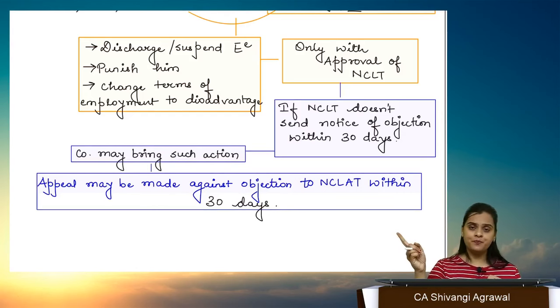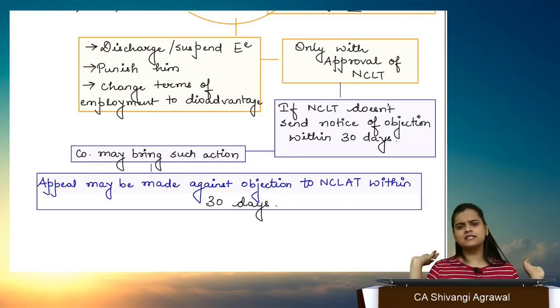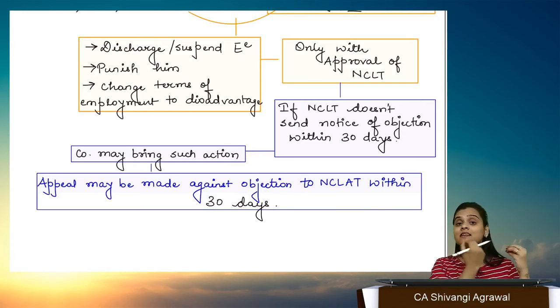The tribunal will not give you a reply like, okay, fine, you dismiss him or don't dismiss him. No, you have to wait for 30 days. Within 30 days, either tribunal will send a notice of objection or tribunal will stay silent. If you don't receive any objection notice from tribunal within 30 days, then the company can proceed and take action against that employee. Now, if tribunal objects and the company is not satisfied with it, the company can file an appeal to NCLAT within 30 days.